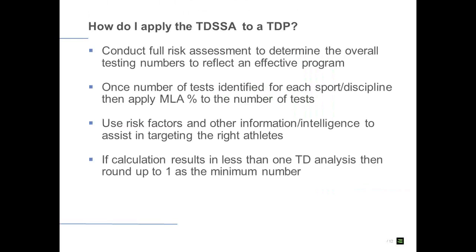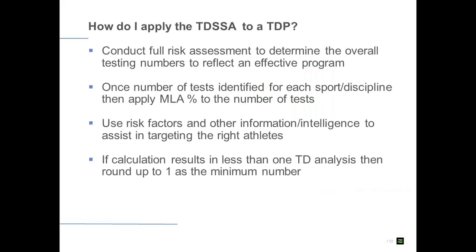The ISTI, and more so the new guideline on implementing effective testing programs, covers the steps in conducting a risk assessment, which ultimately leads to the number of tests that are to be applied to each sport and discipline that an ADO wishes to conduct. The MLA percentage is then applied to the number of tests for each sport or discipline to determine the minimum number of analyses to be performed for those prohibited substances.